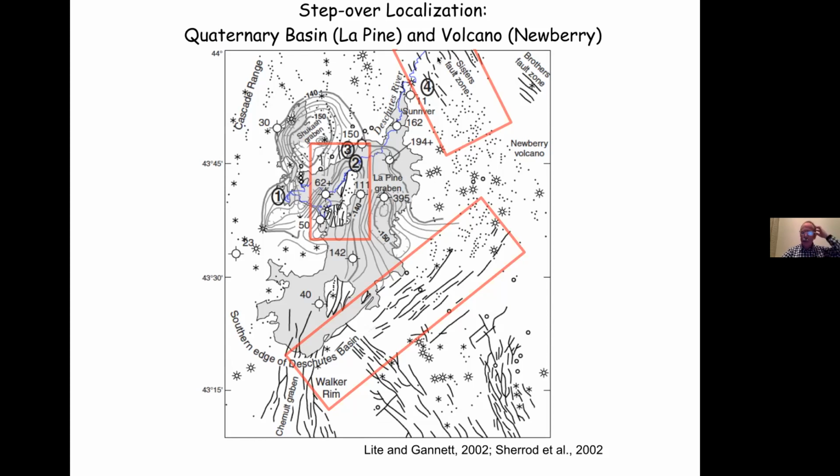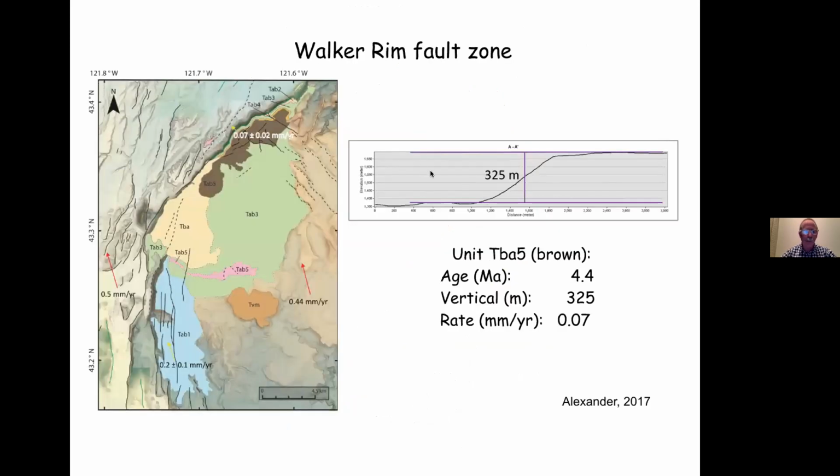And the point of this map is to, first of all, navigate you through the talk, but also to show you that there's a very large Quaternary graben here. These are contours in meters, which show there's 400 meters of Quaternary sediment in the corner where the Walker Rim Fault system intersects the Sisters Fault Zone. And at that same corner is located a very large basaltic shield volcano, the Newberry volcano. So this active faulting is both localizing sedimentation as well as volcanism at the intersection between these two fault zones.